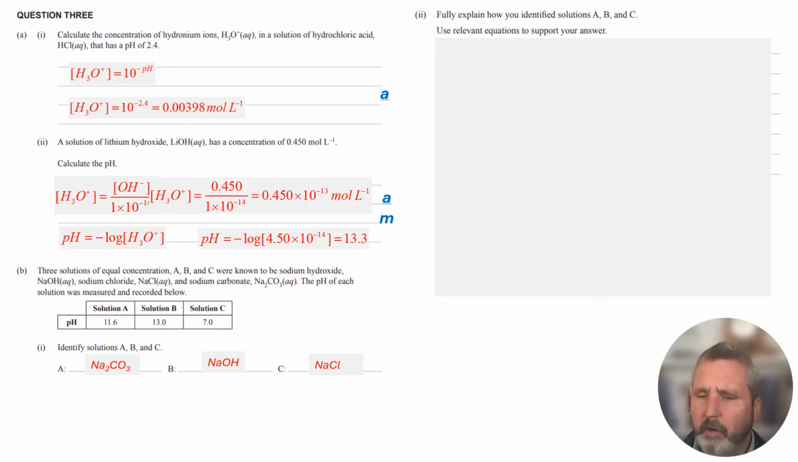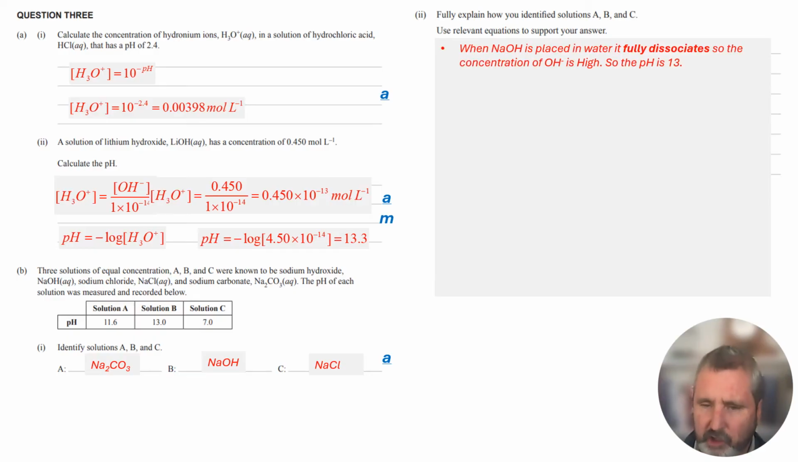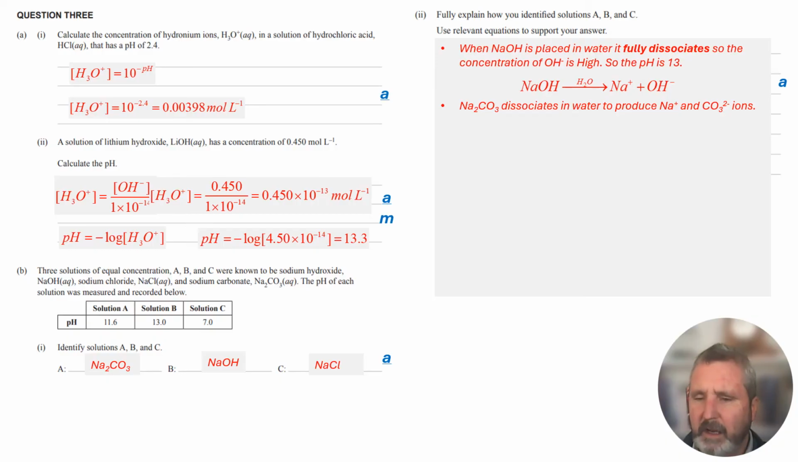Okay, so how we're going to explain that is in the following way. If we put these all down right, we get achieved. Sodium hydroxide, we place it in water, fully dissociates. Okay, so this is a similar question to one we had earlier. So the concentration of OH minus is equal to the concentration of sodium hydroxide. Okay, so we get a really high concentration of OH minus ions. Here we go. Because we have a high concentration of OH minus ions, this is going to be the strong base. Okay, it's going to have the highest pH.